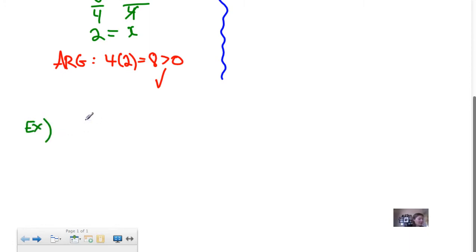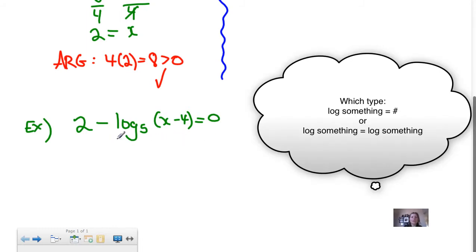All right, let's say I'm talking about 2 minus log base 5 of x minus 4 is equal to 0. In this case, before you even begin, I want you to take a look at the question and determine which category do you think it's going to fit into, and then keep working on it, manipulating the question until you get it into one of those categories. Is this a log something equals number, or log something equals log something else?